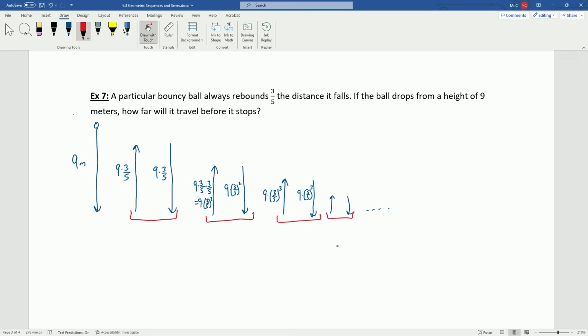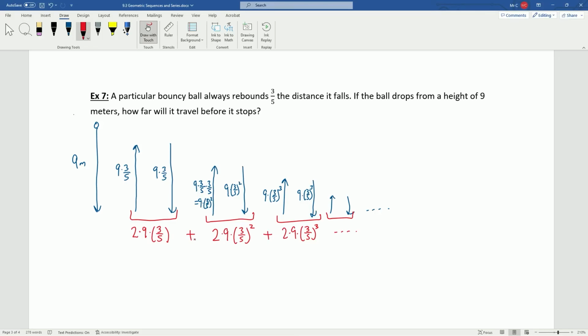And we're talking about total distance traveled. So we're treating up and down as the same, as both positive. So this is really 2 times 9 times 3/5. And this is really 2 times 9 times 3/5 squared. And 2 times 9 times 3/5 cubed. So we have a problem.